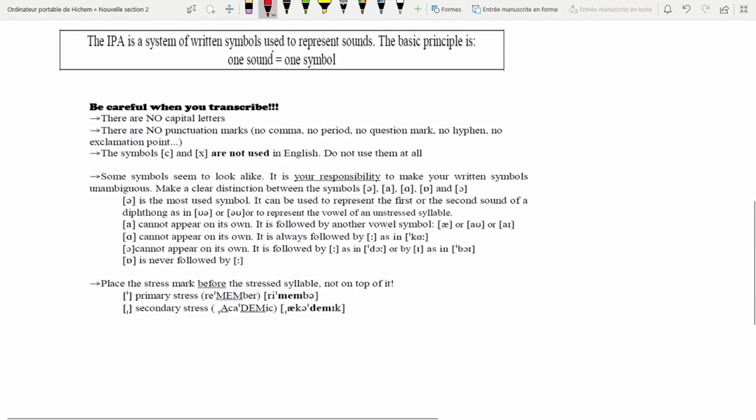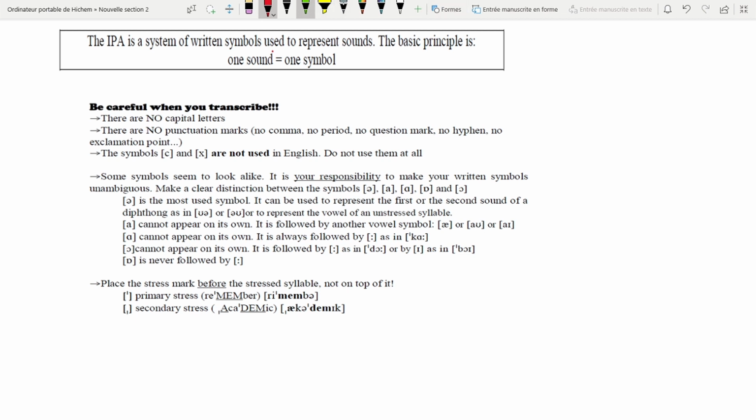Then I shall move to some pieces of advice before we round off with this video, because you need to grasp all these in order to start something quite complicated if you're not following the lectures with your teacher. Okay. So in phonetics or in phonology, you should know that there are no capital letters. Okay, there is no capital letter when you are transcribing, and there are also no punctuation marks, which means no comma, no period, no question mark, no hyphen, no exclamation point, or whatsoever.